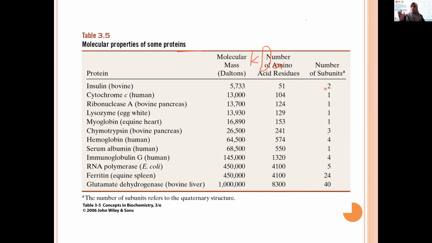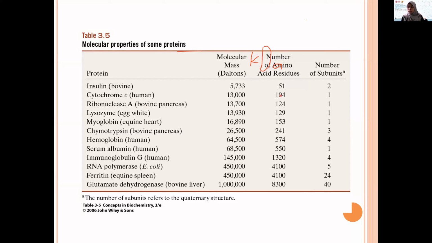So the number of subunits does not depend on the number of amino acids, but on the type of polypeptide. If it has similar polypeptides, then it will be one type of subunit. If it has different polypeptides, that means it could be 2, 3, or more than one subunit.